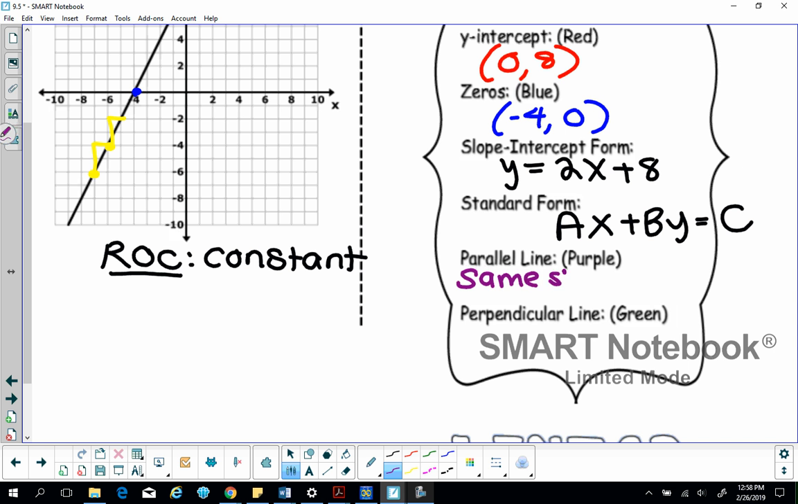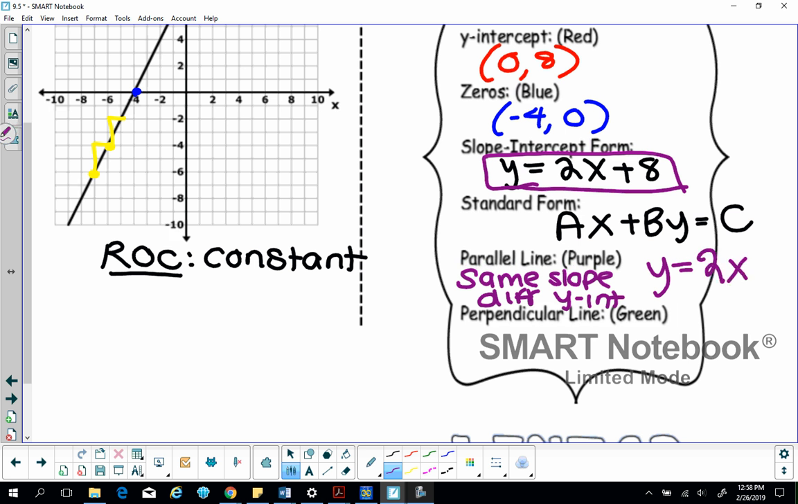We haven't gone over that in a while. Same slope, different y-intercept. So, Divine, give me any equation that would be parallel to this one. If it's the same slope, different y-intercept, you can make it up. 2x plus 5. Sure. Y equals 2x plus 5. As long as it has the same slope and different y-intercepts, they're parallel.